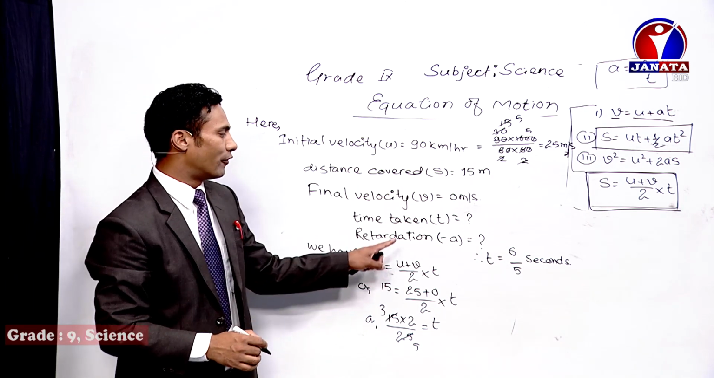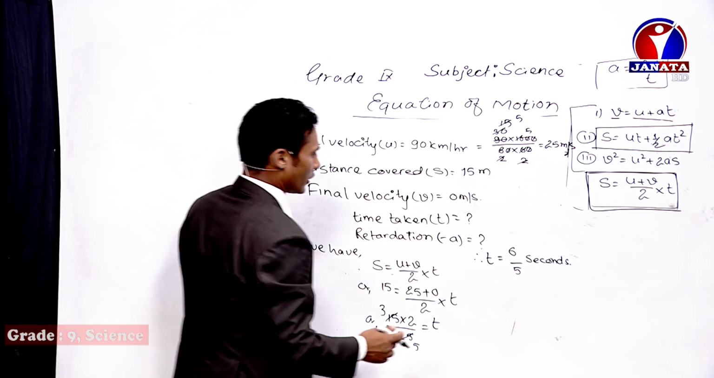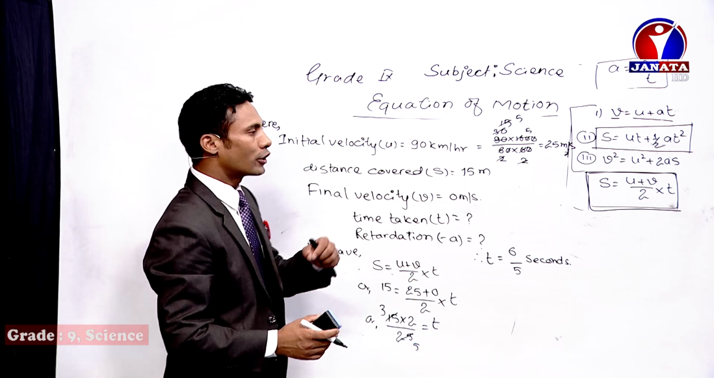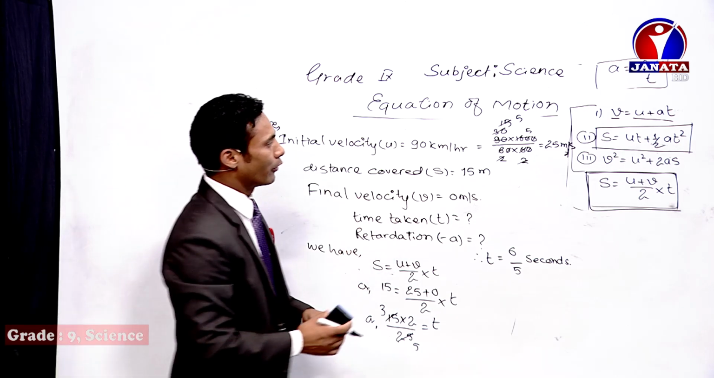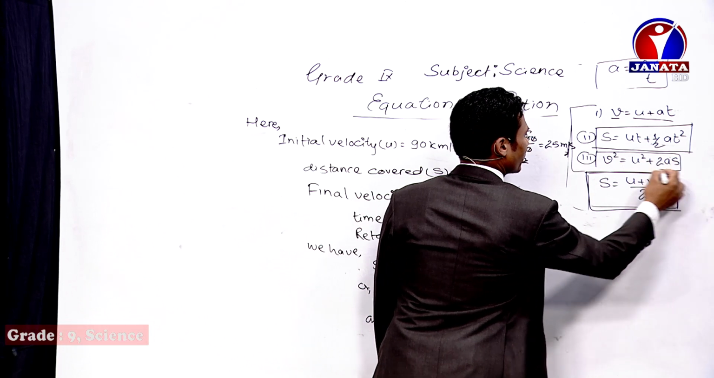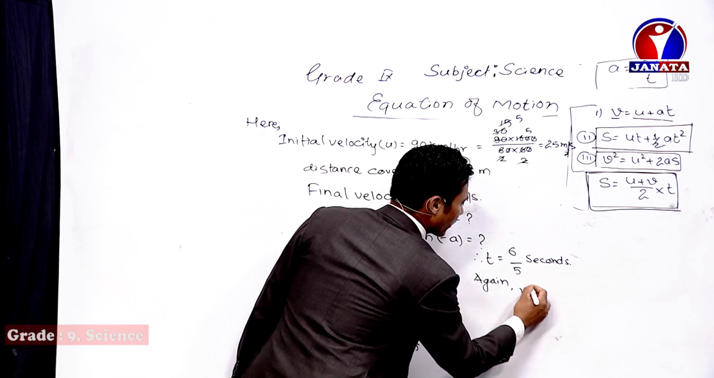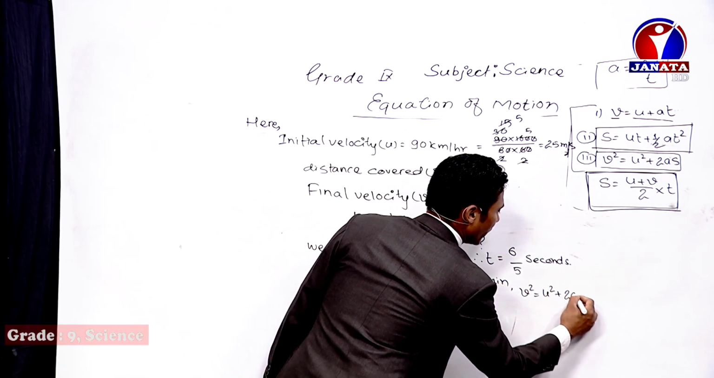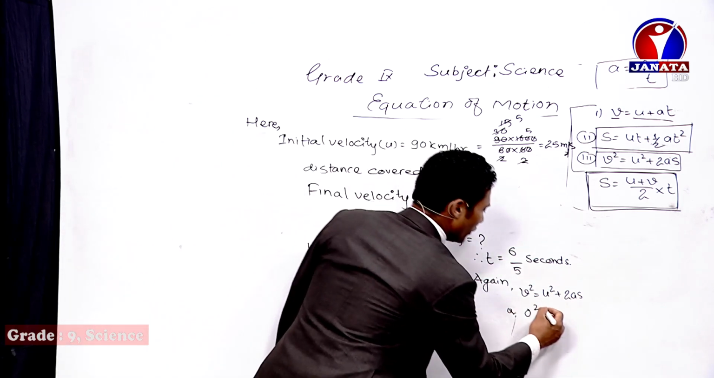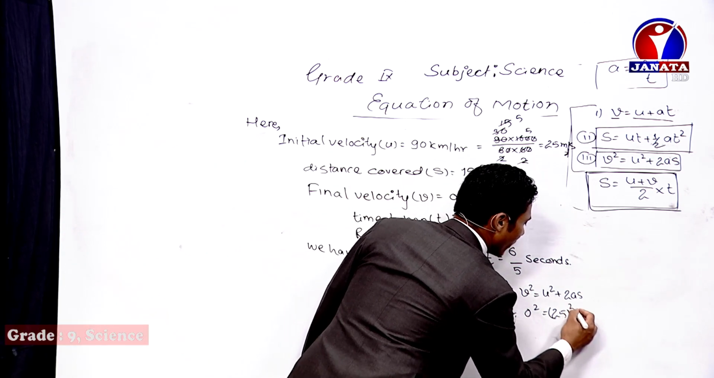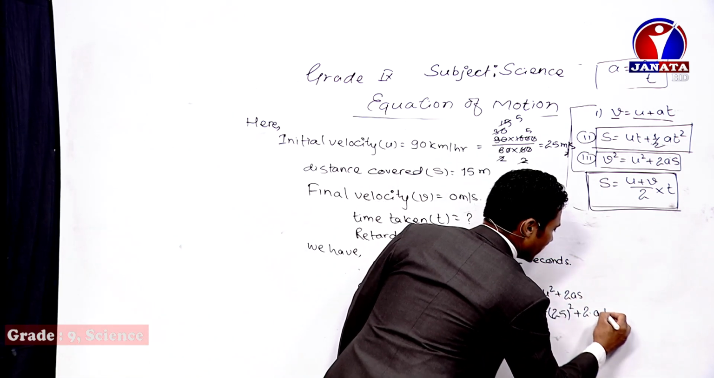And similarly we need to find this retardation also. So how to find this retardation? Let's see. For this retardation, I will choose the formula which does not contain the time. That means without time the formula is this one. So let's use that formula. Again, V square equals U square plus 2AS. So V square is 0 square, final velocity is 0. U square is 25 to the square, plus twice A we need to calculate, and the distance is 15, right?